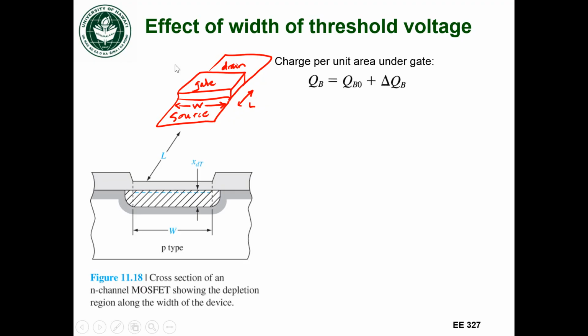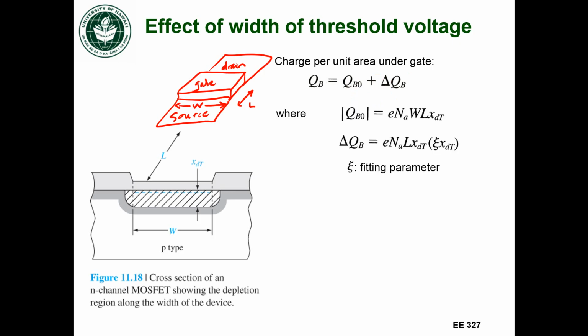So if we look at charge per unit area under the gate, we have some initial charge and some change in the charge, where the initial charge is just going to be equal to the volume that's created by this length, width, and the depth of the space charge region. The change in the charge is going to be that same thing. We don't multiply by the width, but we're taking into account this part that I'm shading in out there.